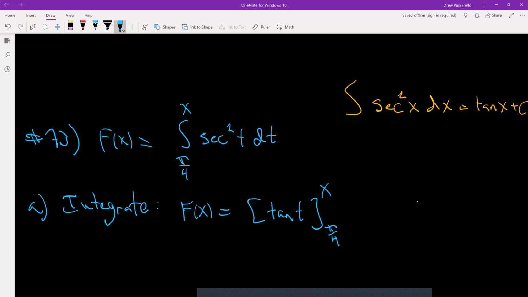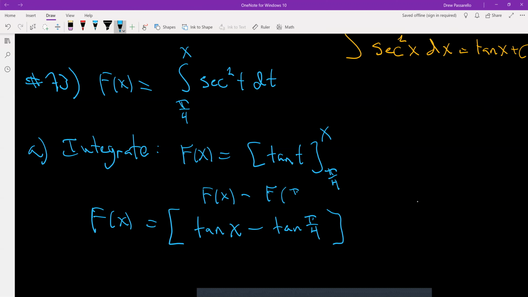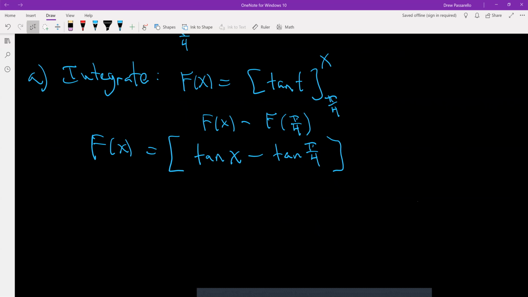So we apply the fundamental theorem of calculus, and that's going to be tangent of x minus tangent of pi over 4. All right, so this is like our f of x minus f of pi over 4. Or in this case, we're using a function of variable involving t, but we're plugging in x in for the variable t, and then the constant pi over 4.